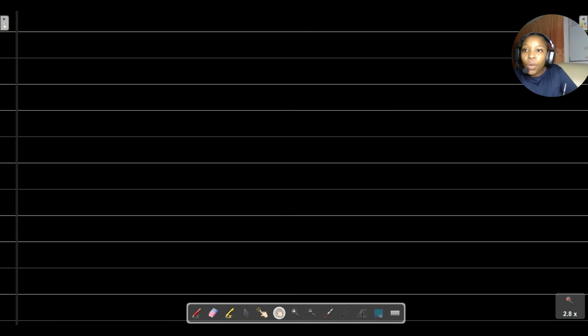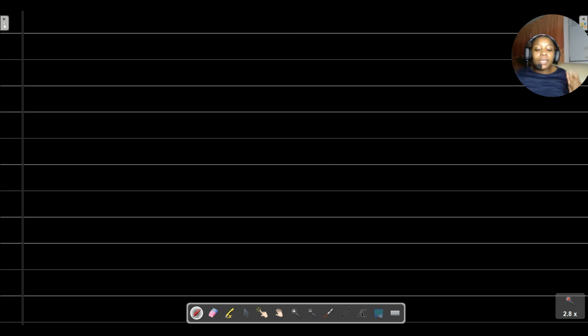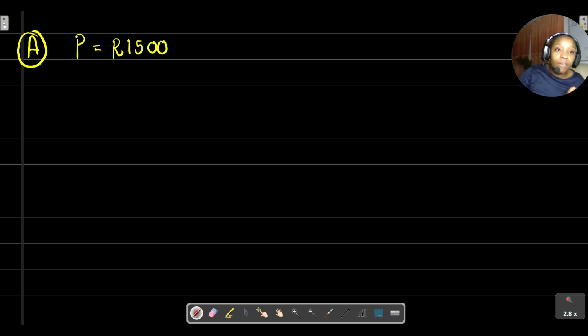So I mentioned, when we're talking about simple interest, we are basically saying that interest is earned on the principal amount that you've invested. So let's do the solution for A. We've said that the principal amount that you've invested is 1,500. So we want to first start off by calculating the simple interest that you'll earn at the end of this investment period.